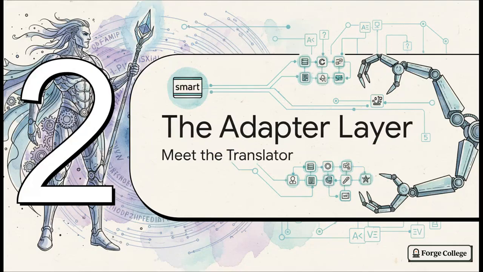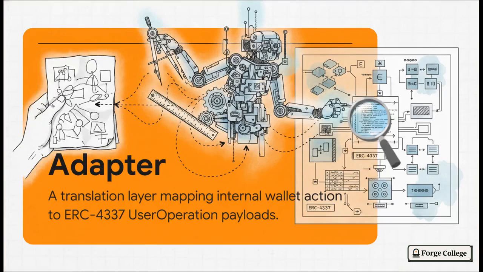Section 2. Meet the adapter layer. Enter the hero of our explainer, the adapter layer. This is our invisible draftsman. Basically, the adapter is a translation layer in your smart wallet interface. It takes simple internal wallet actions and maps them into a flawlessly structured ERC-4337 user operation payload. Think of it like this. You input a crude back-of-the-napkin sketch, and this automated drafting machine churns out a beautiful, complex engineering blueprint that the blockchain's entry point can execute perfectly.